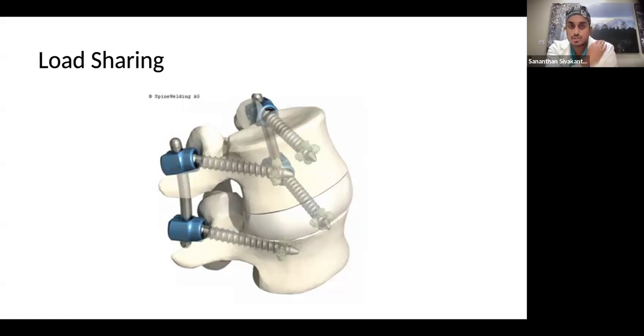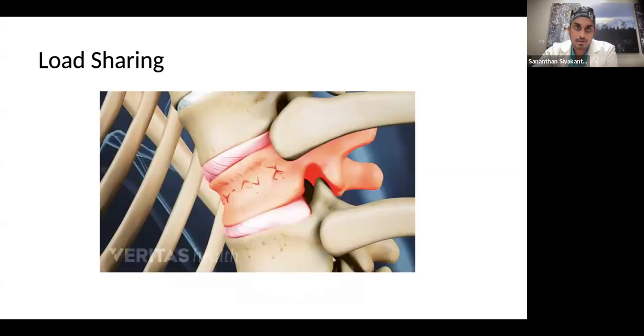the differential is more or less 40-60: 60% of the load being shared by the anterior column versus 40% of the load being shared by the posterior elements. This can be augmented, for example, in this picture, using a cage to provide additional load bearing to the anterior column. But in general, it's about a 60-40 split.